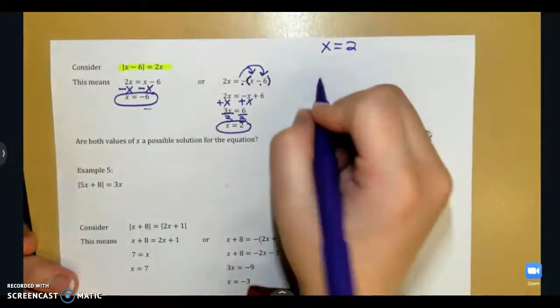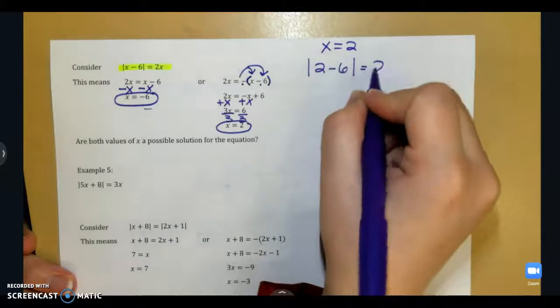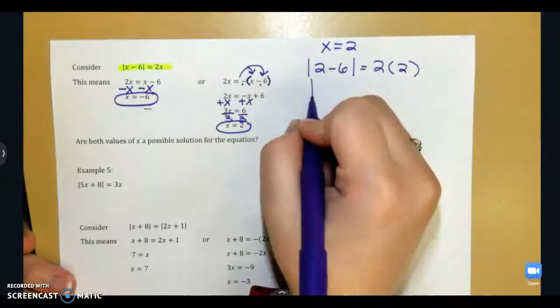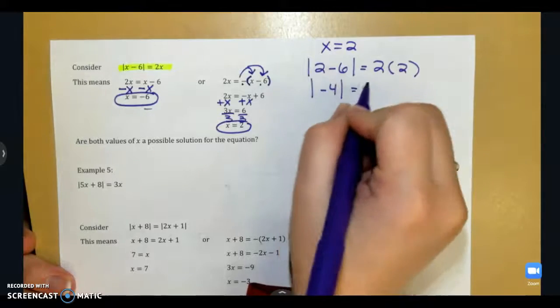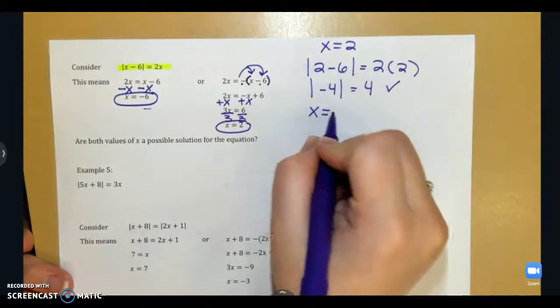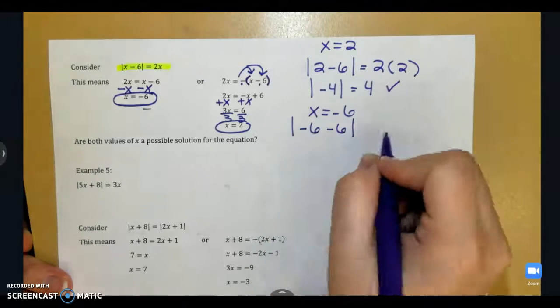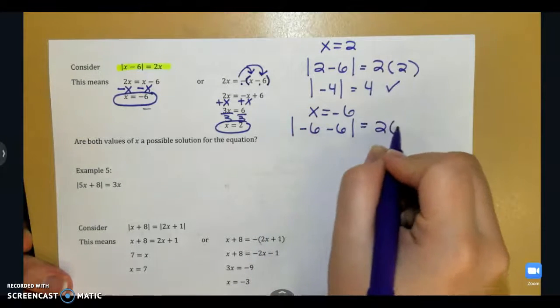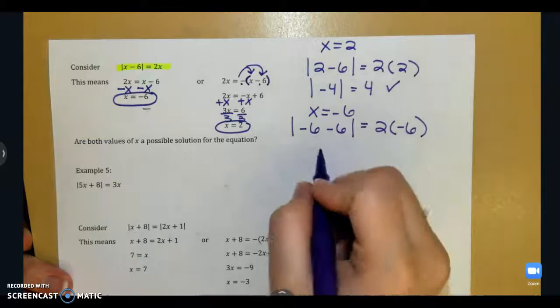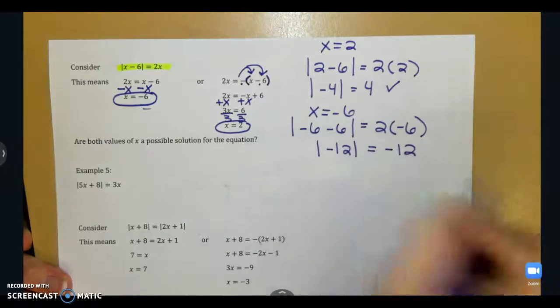Let's start with 2 first. If x is 2, then the absolute value of 2 minus 6 is equal to 2 times 2. So the absolute value of negative 4 equals positive 4. That checks out. If x is negative 6, then I get negative 6 minus 6 absolute value is equal to 2 times negative 6. So negative 12 absolute value is equal to negative 12.